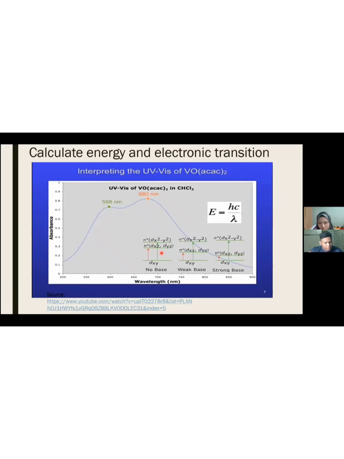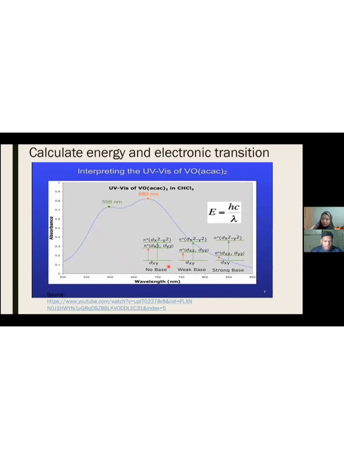The same happens when the base strength increases. So when the wavelength of the higher d orbital increases, it means that the absorbed energy will increase. If the V=O bond increases, it means that the Lewis base strength also increases. Okay, that's all from us.